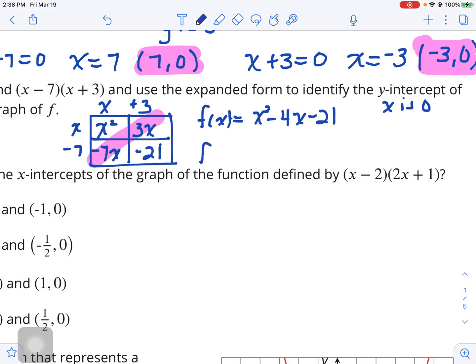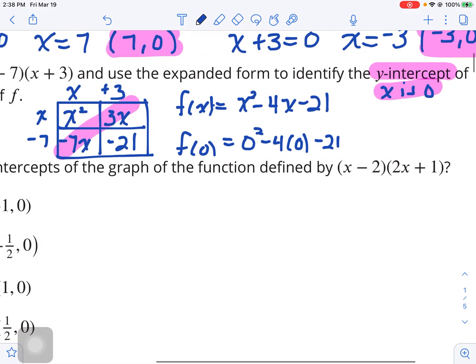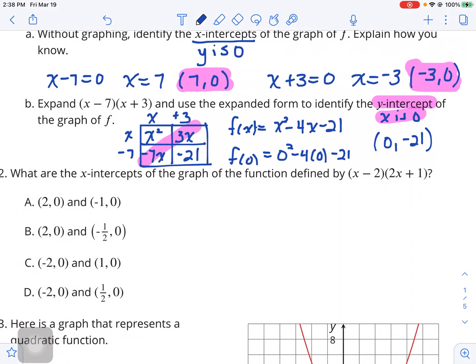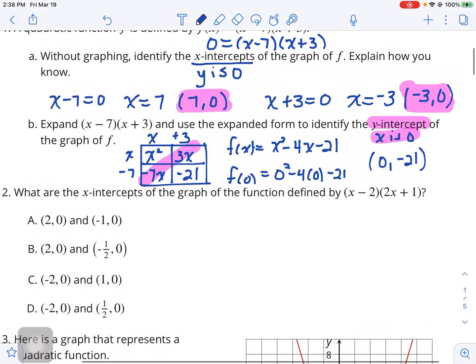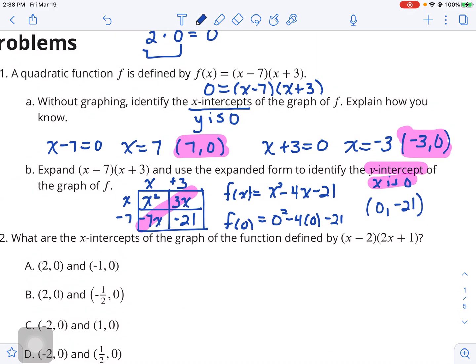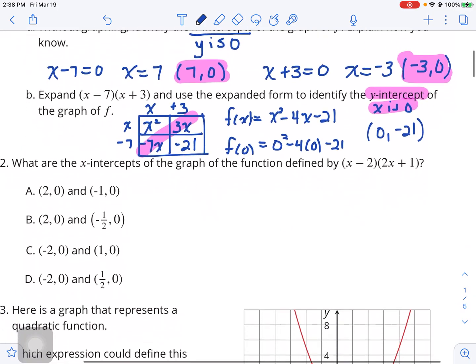And then when I find f of 0, because x is 0 when I'm looking at y-intercepts, I get 0 squared minus 4 times 0 minus 21. So it's always that constant term. When you have it in standard form, that will be your y-intercept. So at 0, negative 21, that's where the graph crosses the y-axis. And you can always put either one of these forms into your Desmos app and check your work on those too.